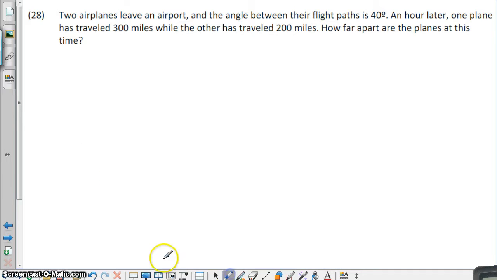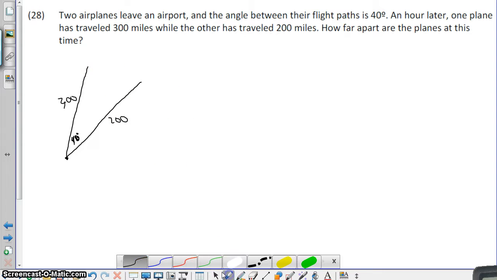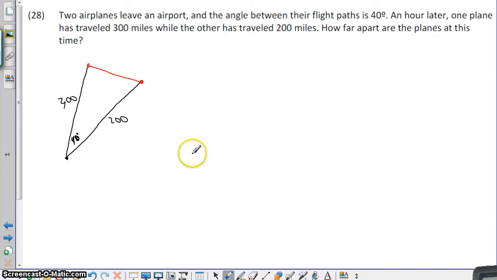So, setting this up, what I have is an airport, one plane going in one direction, another plane going in the other direction. They're about 40 degrees apart. The angle is 40 degrees apart. And after 1 hour, one has traveled 300 miles and the other 200 miles. And you're trying to figure out how far apart they are. So you're trying to find this distance from where they are right now.